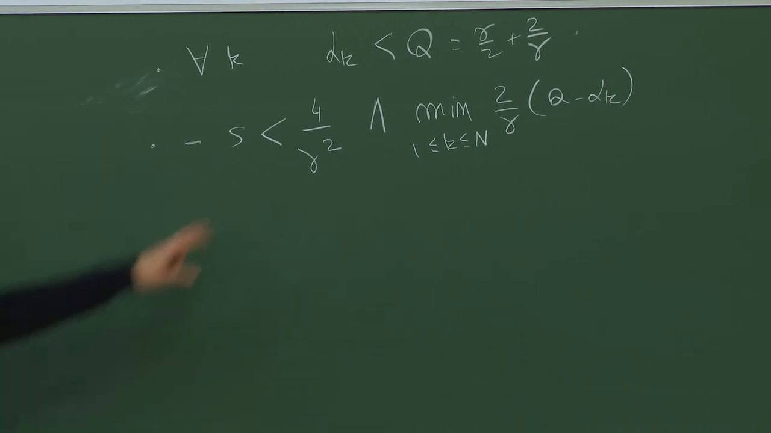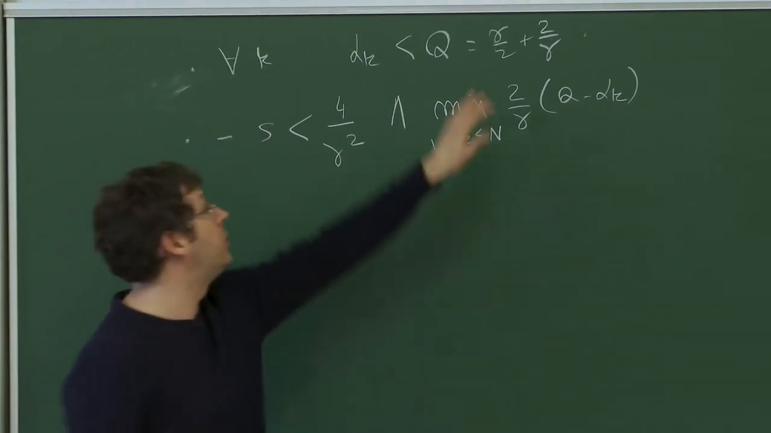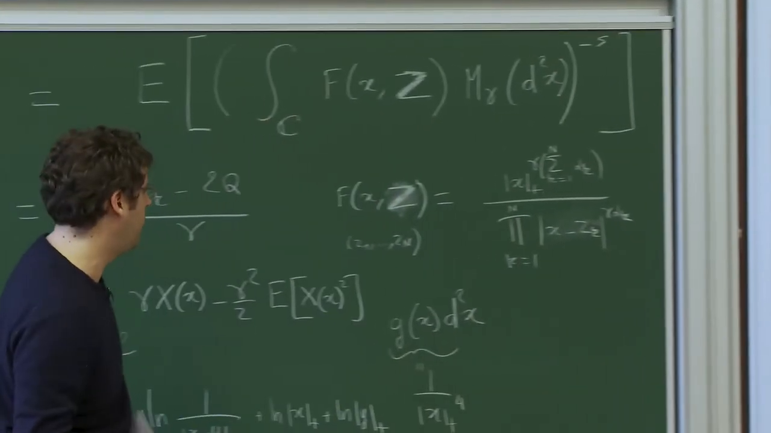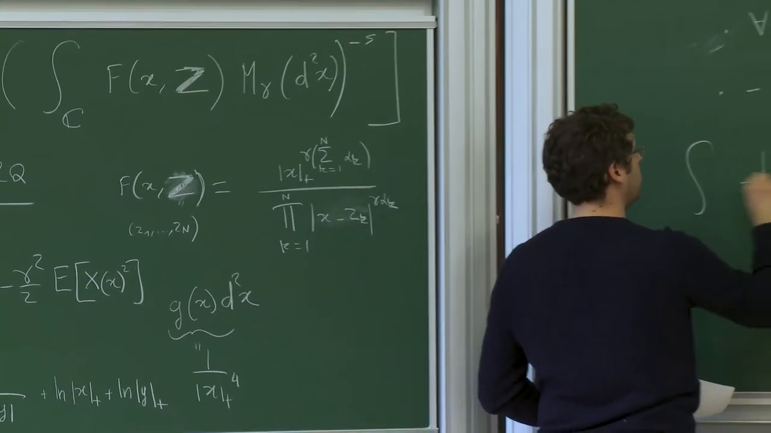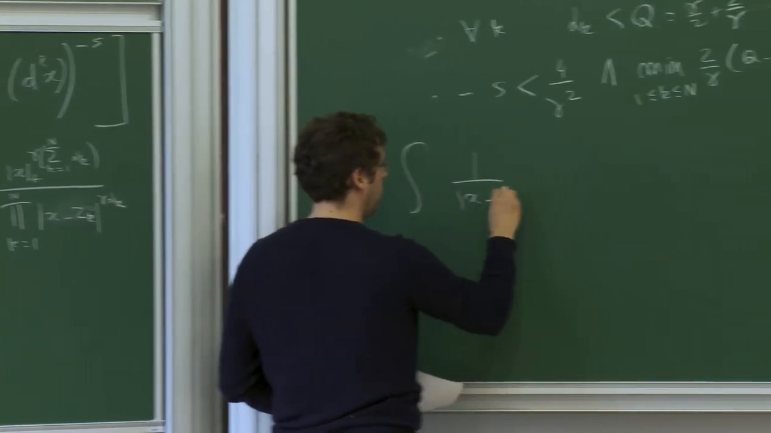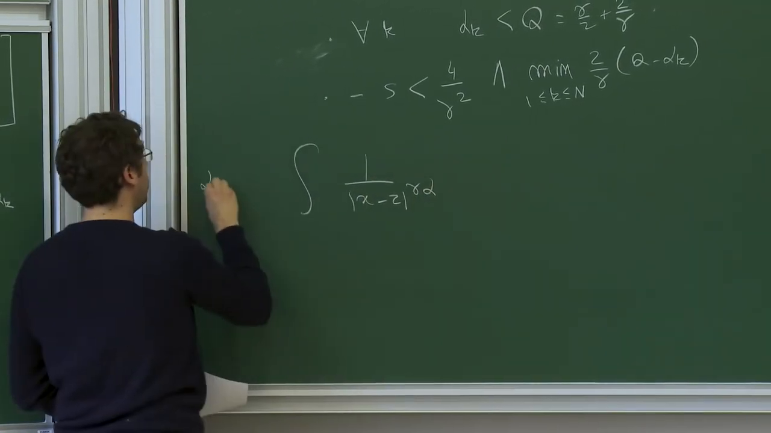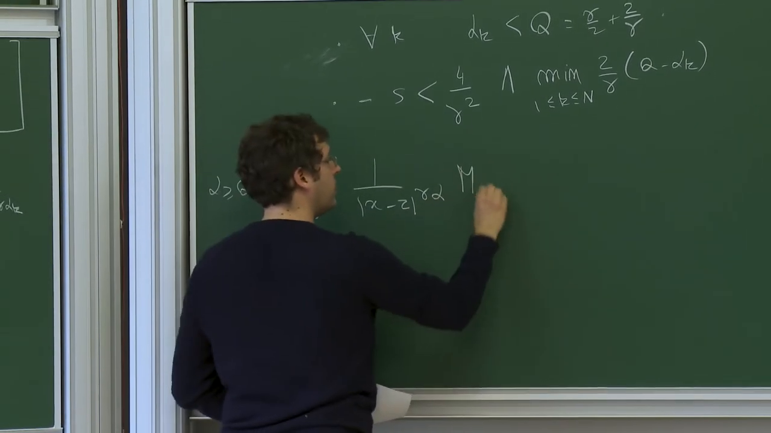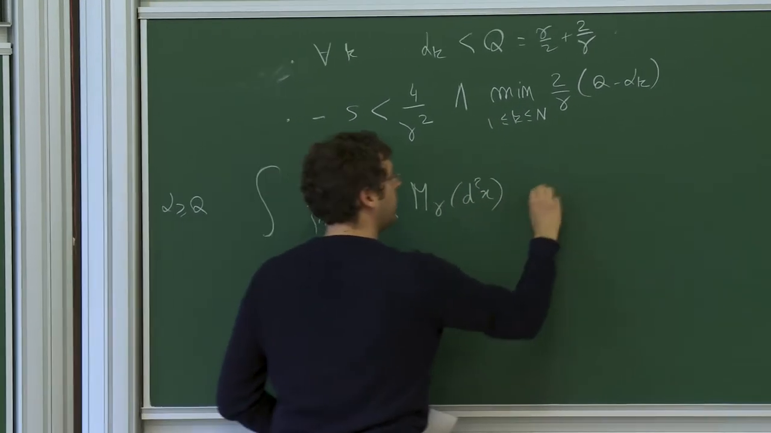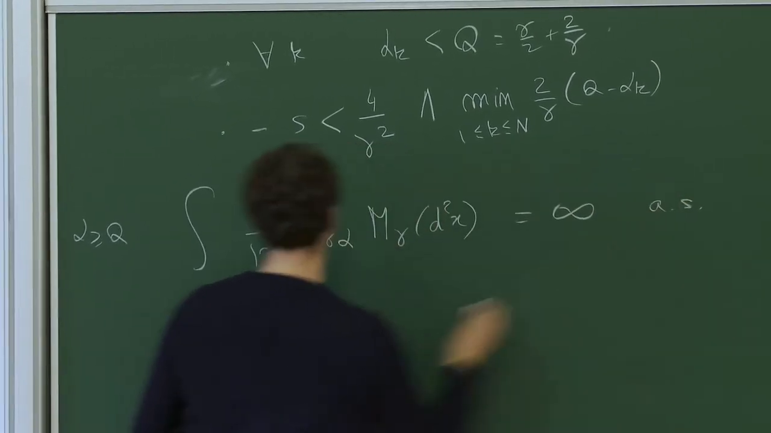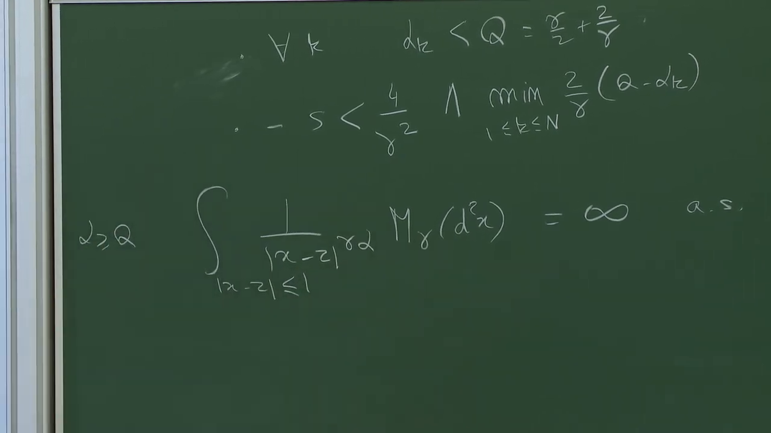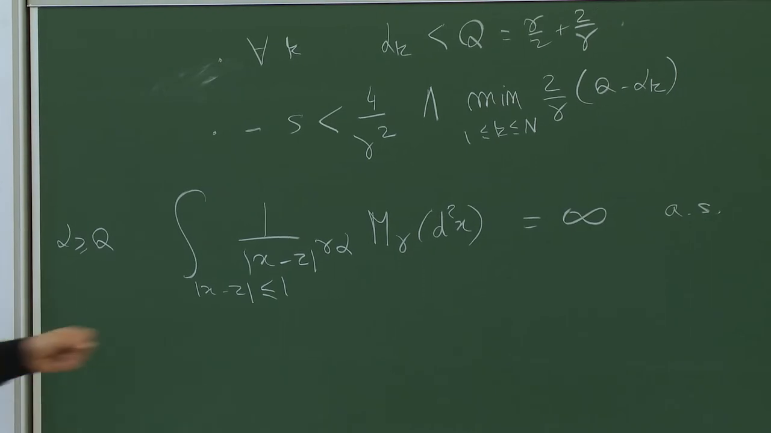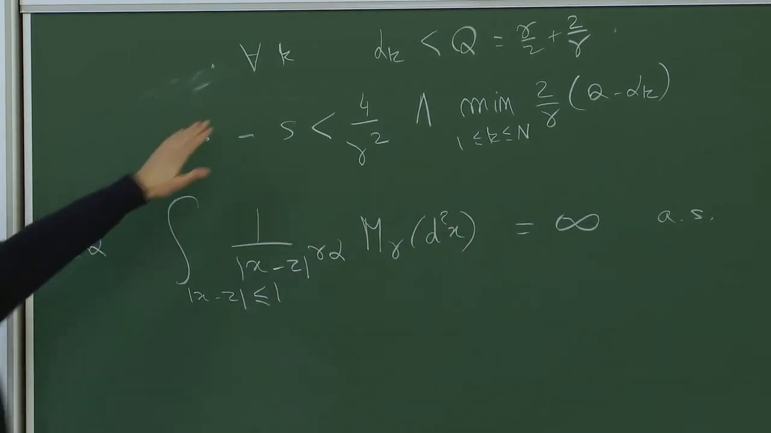So if alpha_k is above or equal to Q, the Gaussian multiplicative chaos measure explodes. So this bound comes from the fact that if I integrate around a point, so if alpha is greater or equal to Q, if I integrate my exponential of free field, I get infinity almost surely. So say in a ball of radius 1 or radius whatever, the singularity is too strong and it can't integrate it anymore. So this is where the first bound comes from.